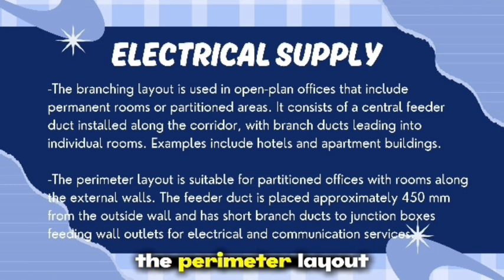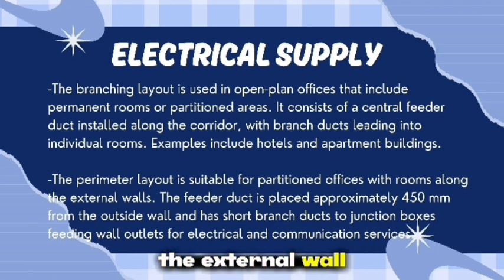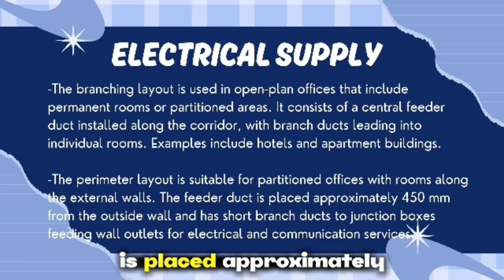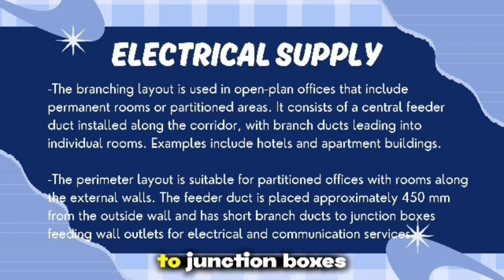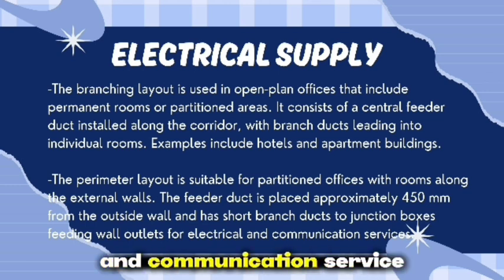The perimeter layout is suitable for partitioned offices with rooms along the external wall. The feeder duct is placed approximately 450 mm from the outside wall and has short branch ducts to junction boxes feeding wall outlets for electrical and communication services.